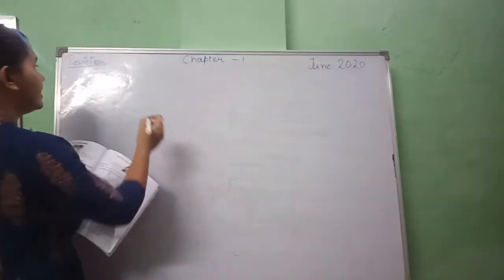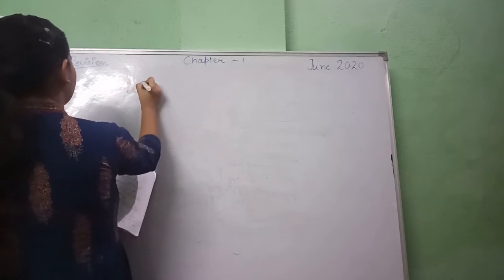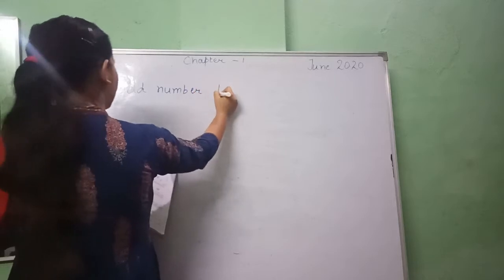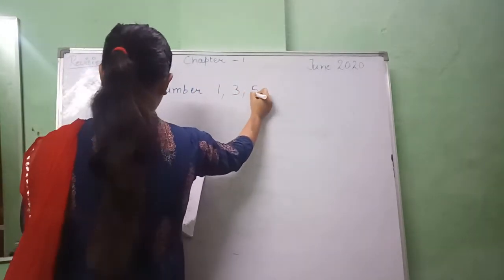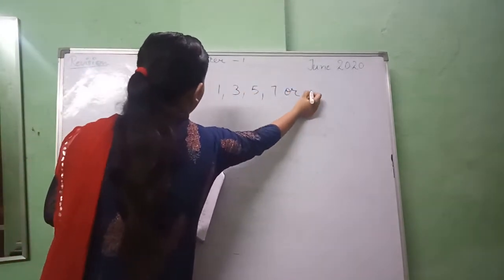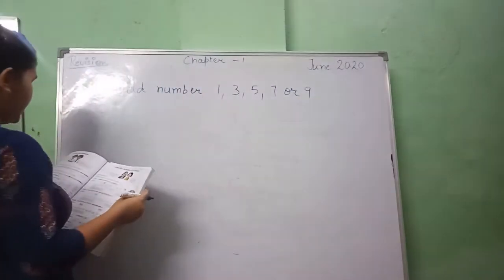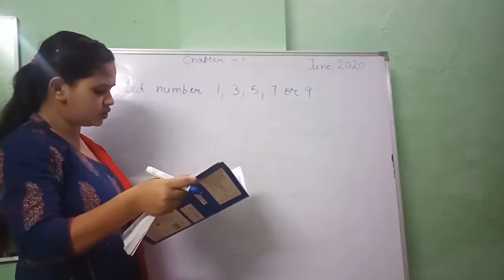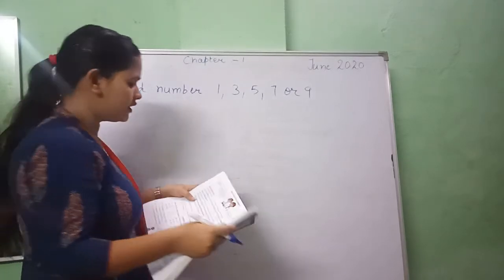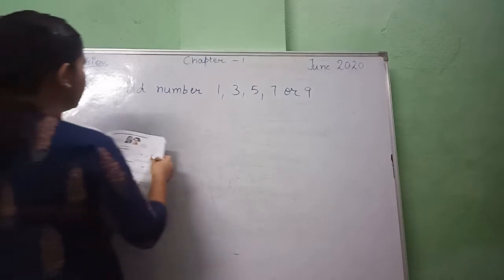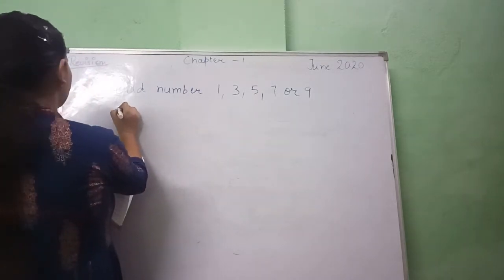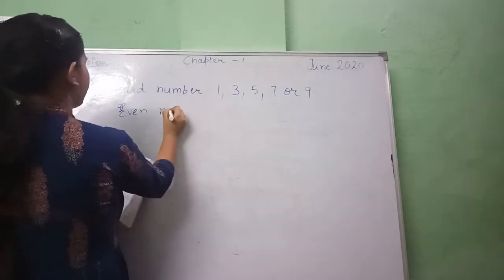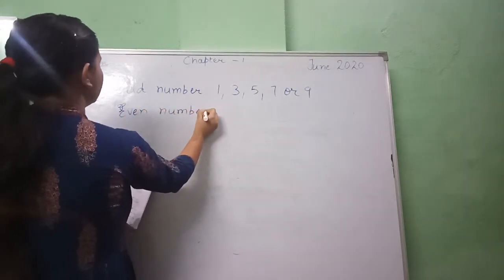So odd numbers are numbers like 1, 3, 5, 7 or 9. These are odd numbers. The whole example of odd numbers is given to you on page number 20. And even numbers, those numbers which are divisible by 2.